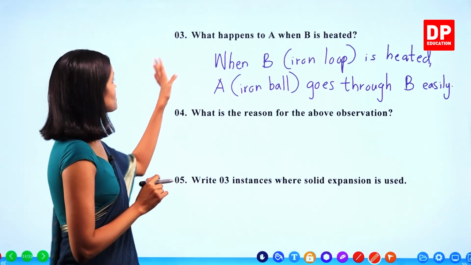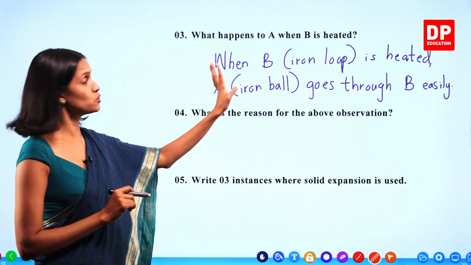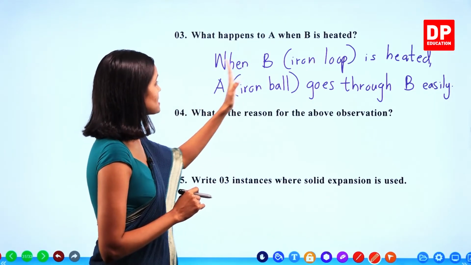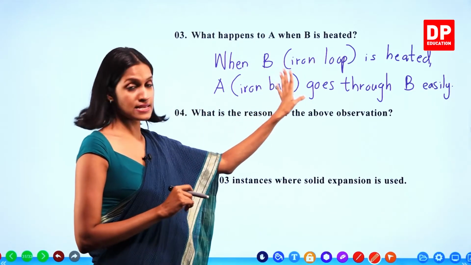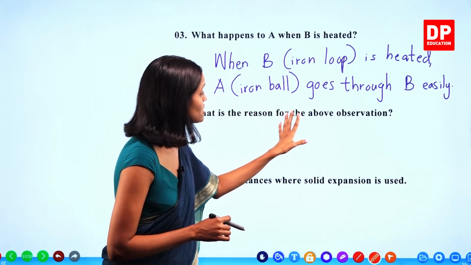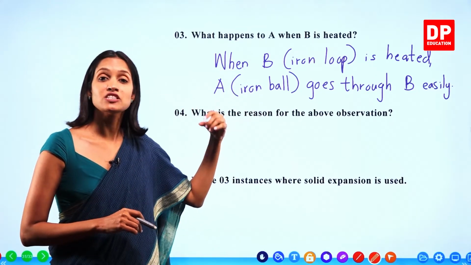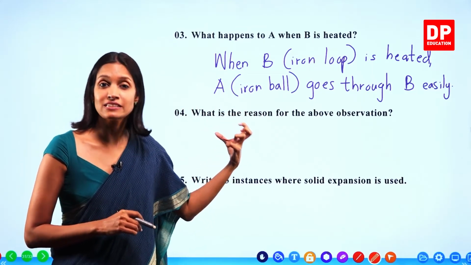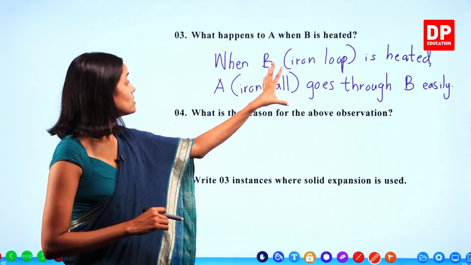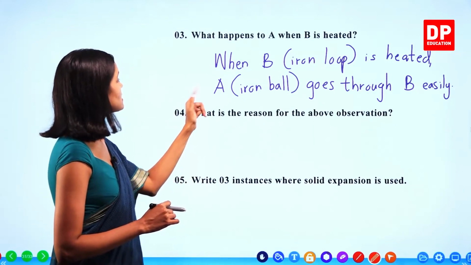Right? What happens to A when B is heated? Now A is the iron ball, B is the iron loop. When B is heated, A goes through B easily. Right? What is the reason for the above observations? When the iron loop is heated, it expands and its size increases. Therefore, the iron ball can go through it easily. Right? What is the reason?